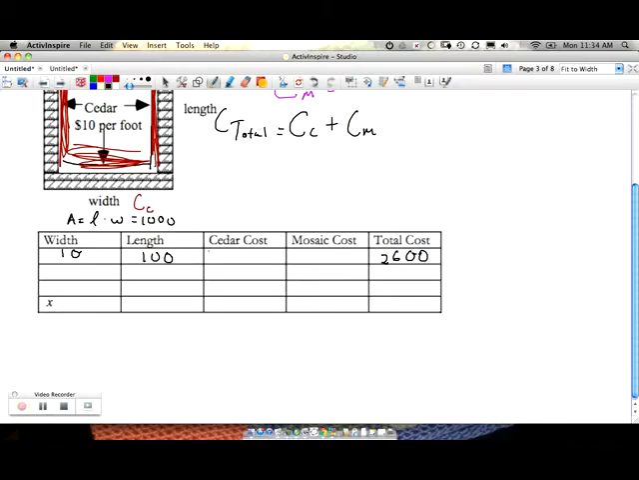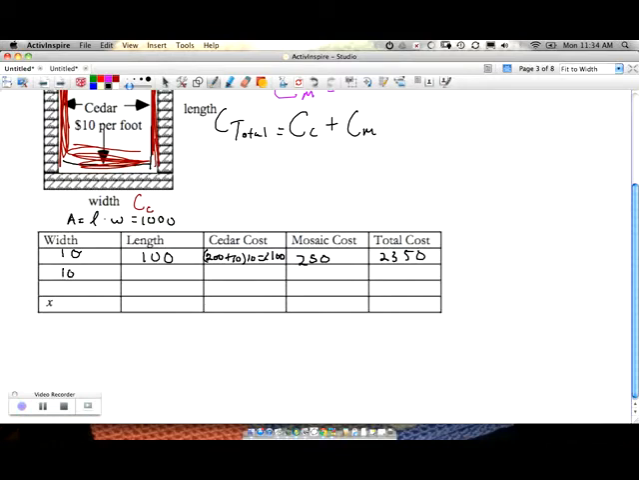So that's 200 plus how much? One of the widths is 10, so it's 210 times the cedar cost, which is 10. So that's 210 times 10, or 2,100. Okay, the mosaic cost is 25 times that width, so that's 25 times 10, which is 250. So if we were to add all that together, we would get 250 plus 2,100, or 2,350.